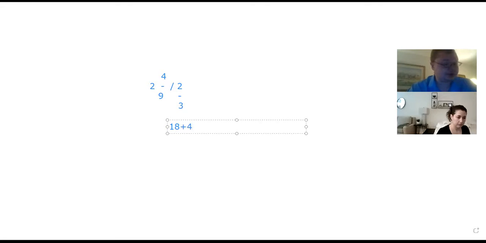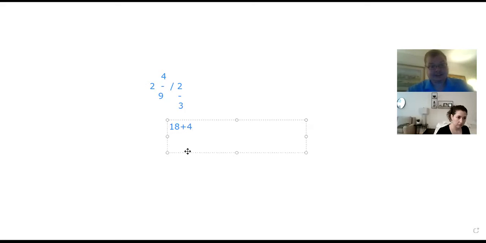All right. So we're gonna start by multiplying the denominator by the whole number. So this is the whole number right here, and this is the fraction. We need to get rid of the 2, so we're going to multiply the denominator by 2, which is 9. So then we're going to get 18. And then what you do there is you add the numerator. So 18 plus 4, and you're going to get 22.